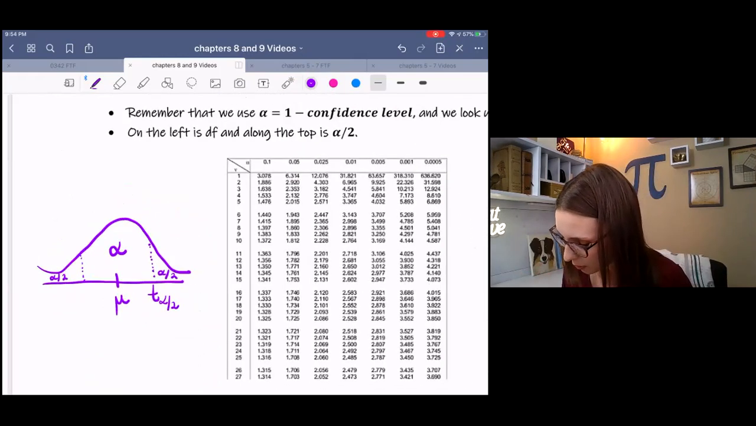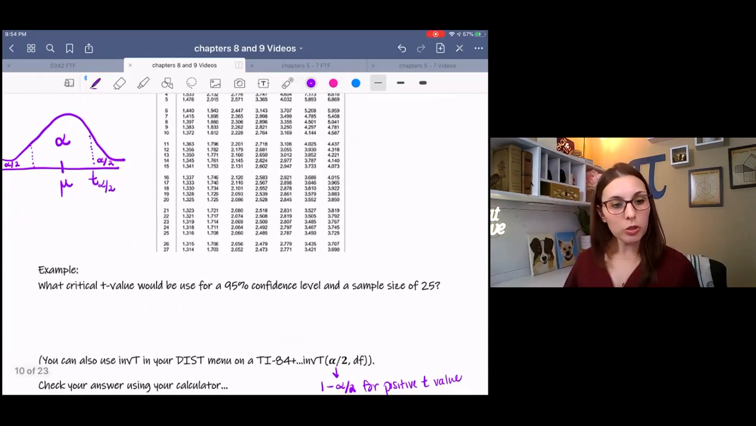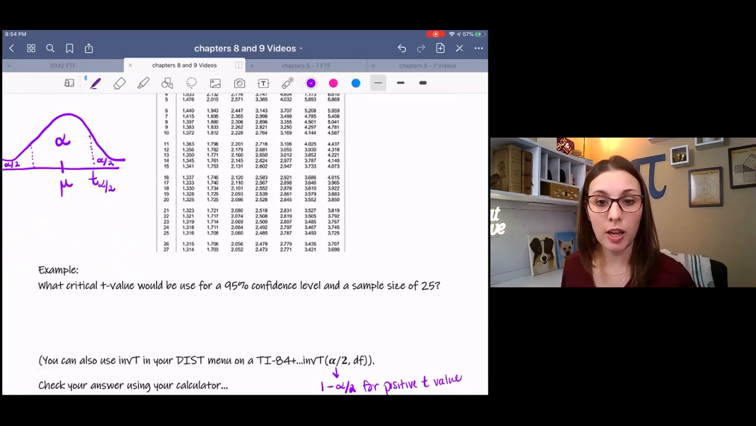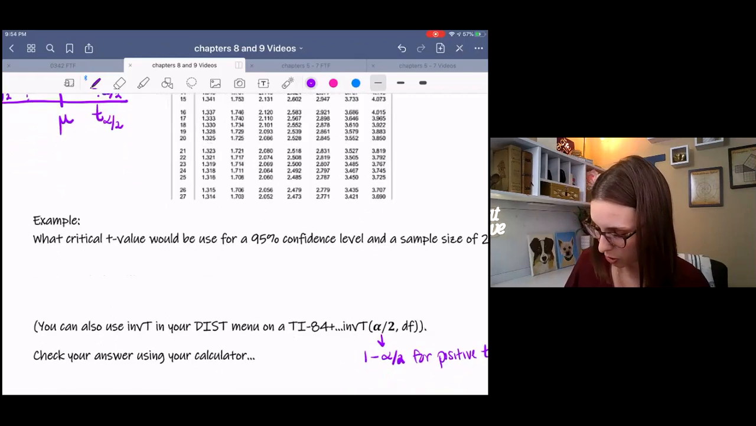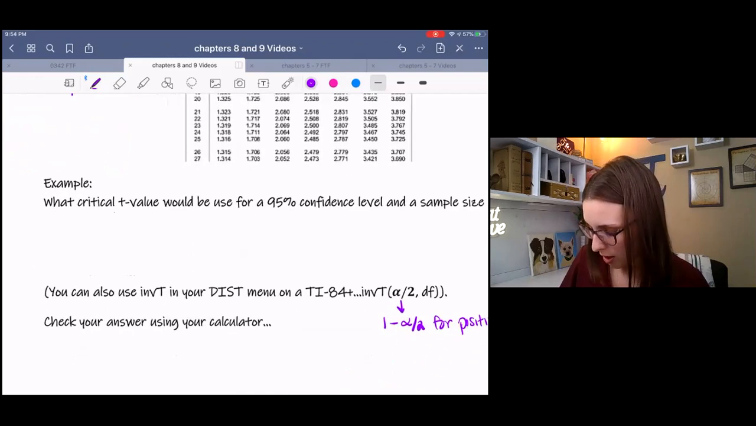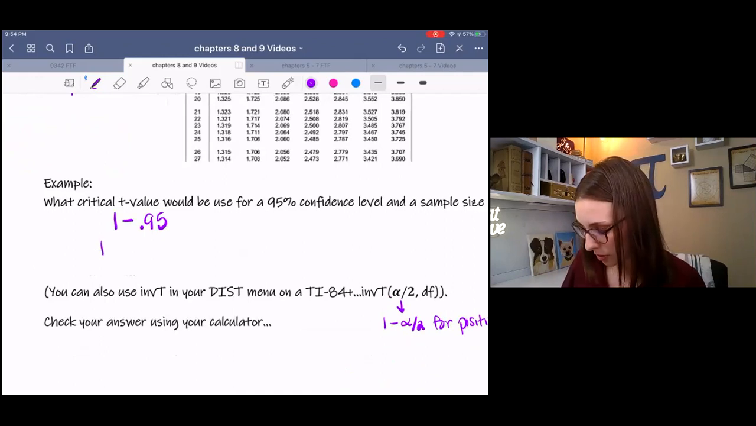So let's say, I think we have an example here at the bottom. What critical t-value would we use for a 95% confidence level in a sample size of 25? There's a couple things we need to note here. If it's a 95% confidence level, we're doing 1 minus 0.95, which means that the tails, that's alpha, is 0.05.